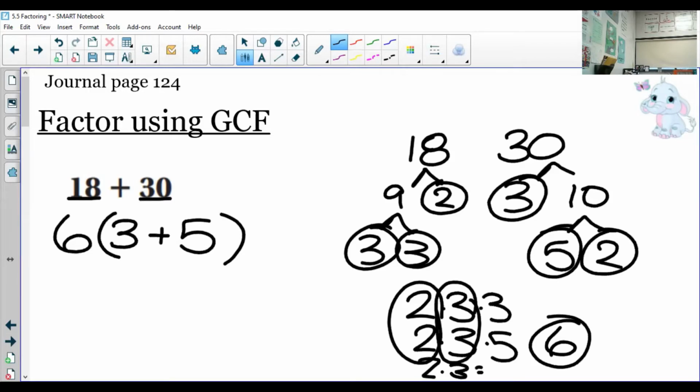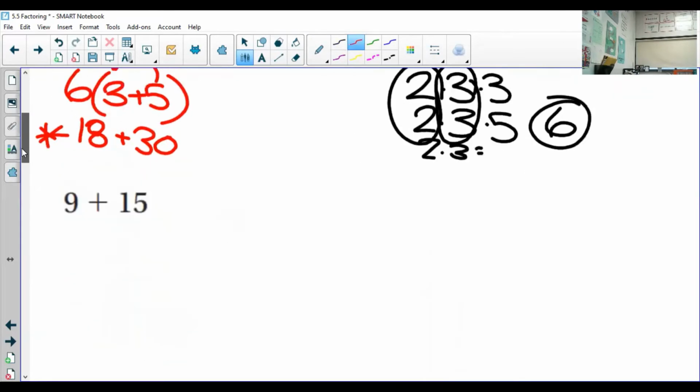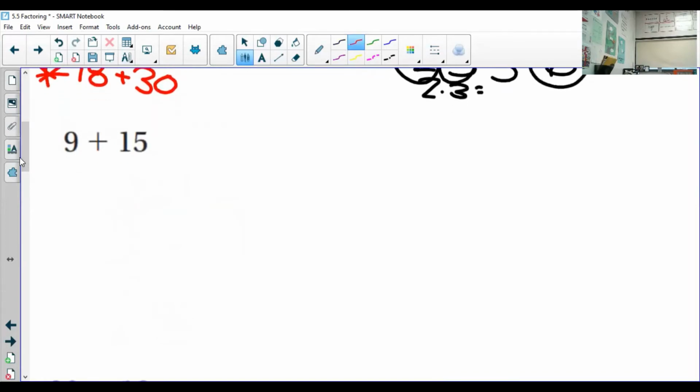Okay, let's check our work. 6 times 3 plus 5. Well, what's 6 times 3? 18, plus what's 6 times 5? 30. Does that match what we started with? Yes, it does. So I know I'm done. We're just going to keep moving right along and we're going to do a bunch of examples.